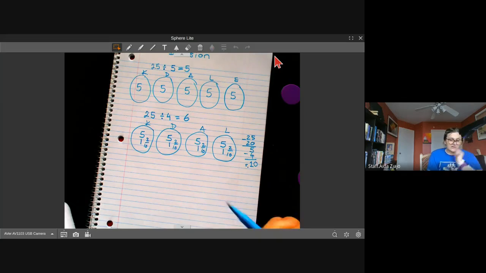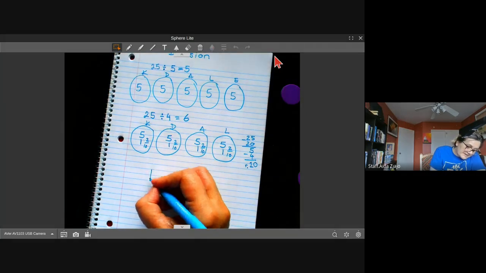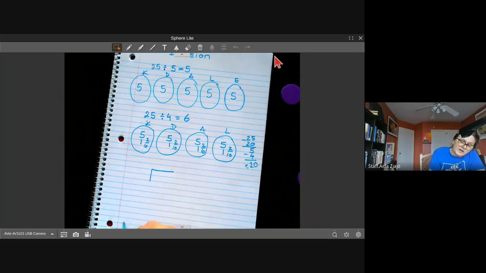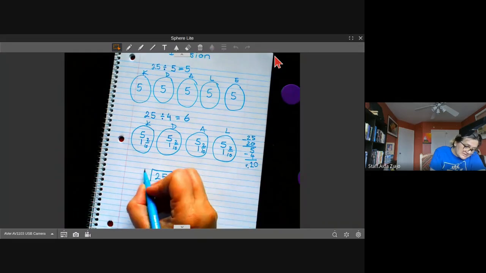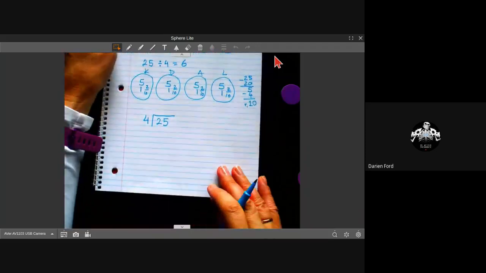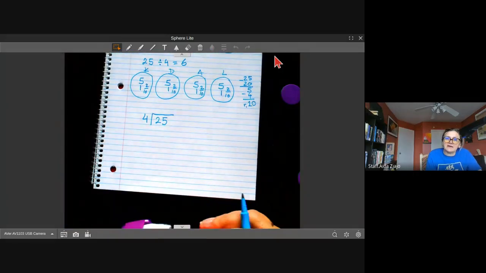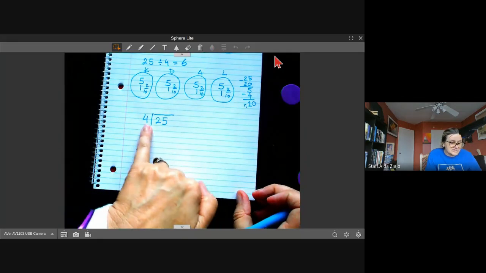So right now, I can show you how algebraically they will do this problem. If I have 25 chocolates and I need to share among 4 people, this is how it goes. I'm taking, okay, I have 4 groups, remember? So I can give to each group how many?